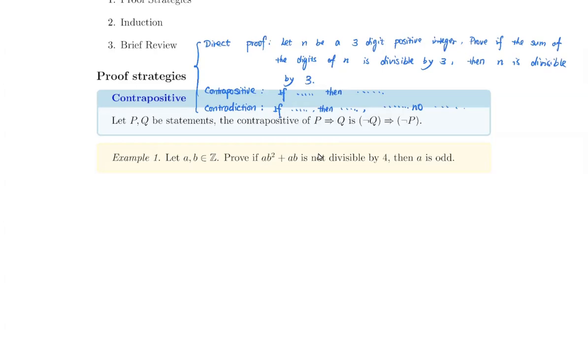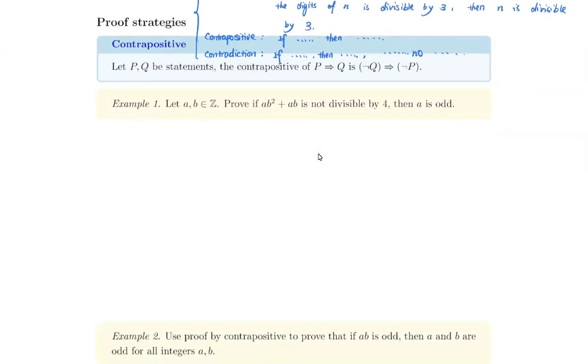So let's talk about contrapositive first. Recall contrapositive. If we have P and Q be two mathematical statements, the contrapositive of P implies Q is not Q implies not P. This is the definition of contrapositive. One way to prove by contrapositive is that instead of proving this, we prove this, because we know those two are logically equivalent. If this is true, then this is true as well.